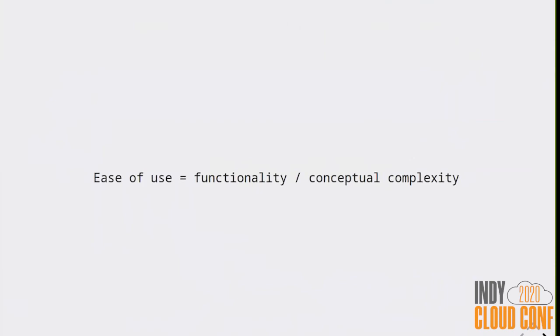In fact, Brooks says ease of use is the relationship between functionality and conceptual complexity. It is not a straight linear number. It's how much functionality you get for how much you have to learn. Neither of these alone defines a good design.